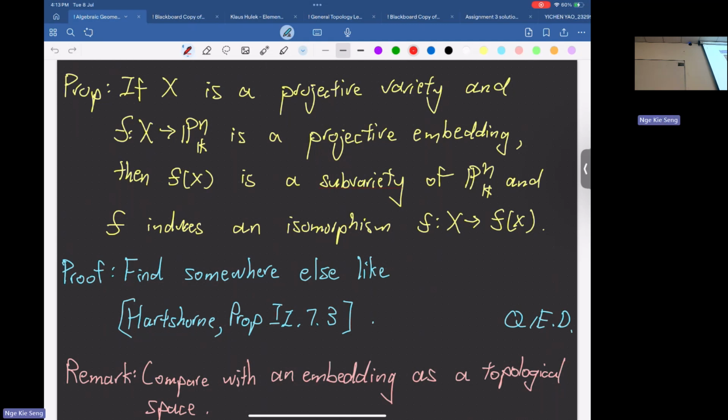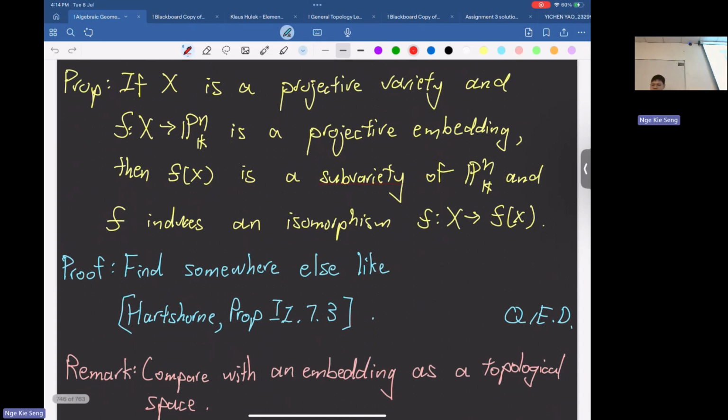You see, the isomorphism has to come after f from X to the subvariety, because we need to talk about isomorphism of varieties here. So here it is the Zariski topology. In the general topology case, the homeomorphism is with respect to the ordinary topology. Here it is the Zariski topology.